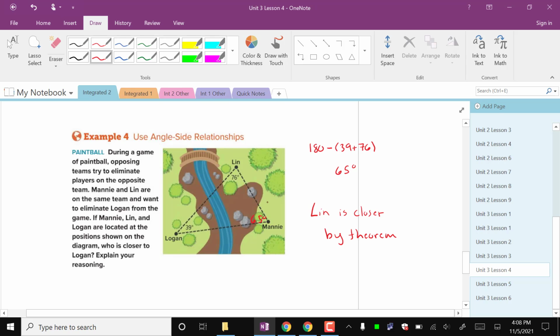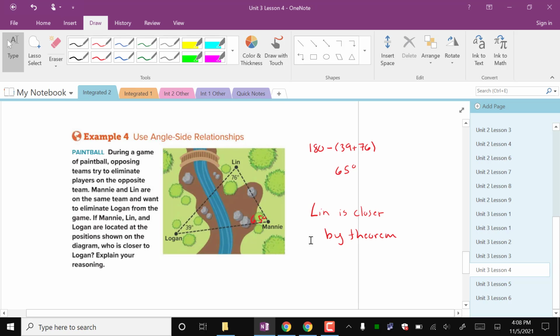So again, I used the triangle sum theorem. Then I figured out, okay, this one is going to be my long side right here. This is going to be my shorter side. So Lynn is on the shorter side. So therefore, Lynn is going to be closer by the theorem.